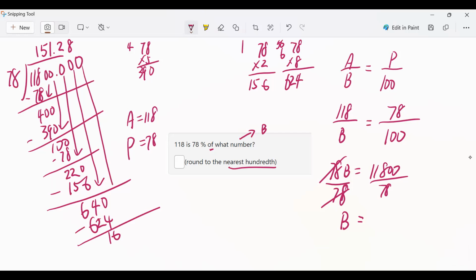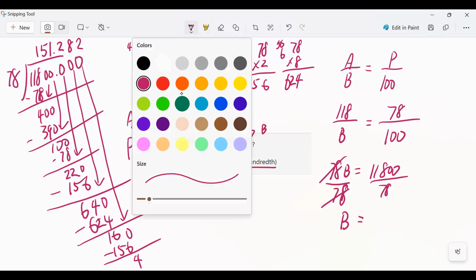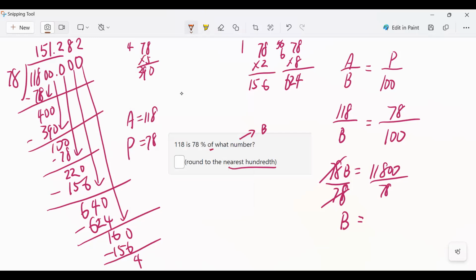Add a 0, bring down that. 78 goes into 160 2 times. 2 times 78, it's 156. Now that means when you round to 2 decimal places, it's going to be 151.28. So the answer is approximately 151.28. Any question about this?